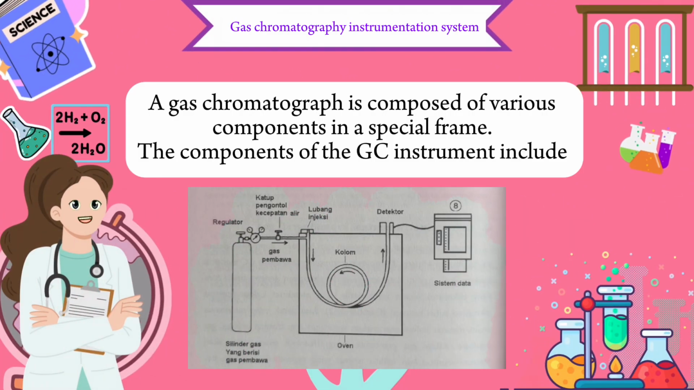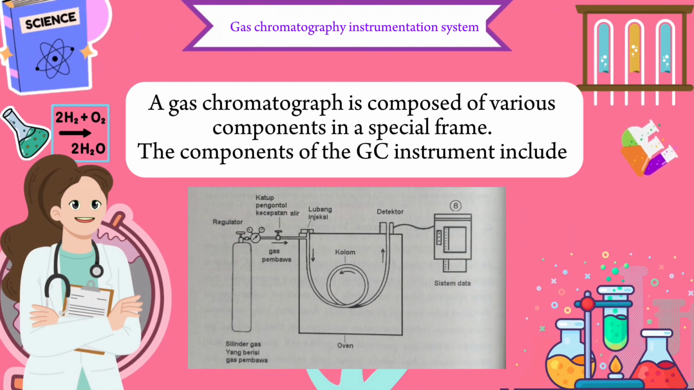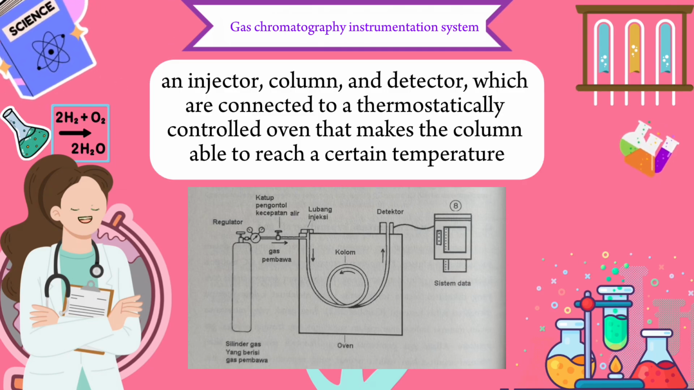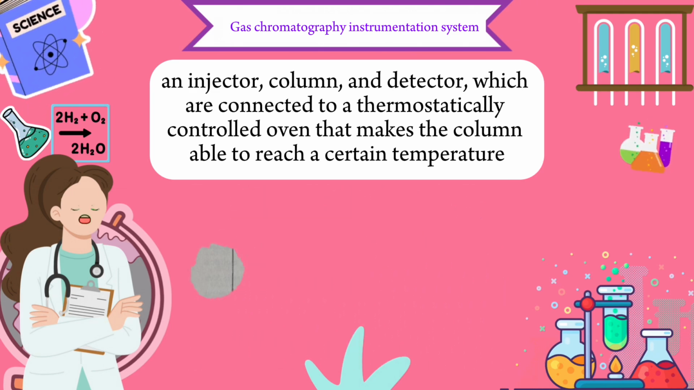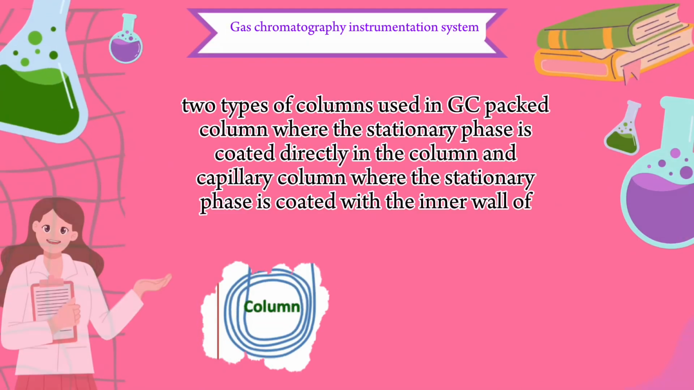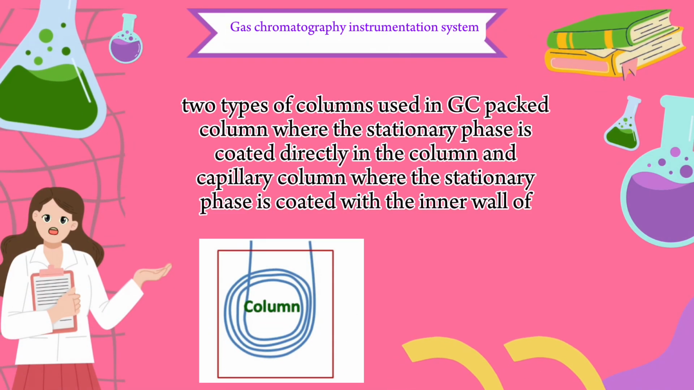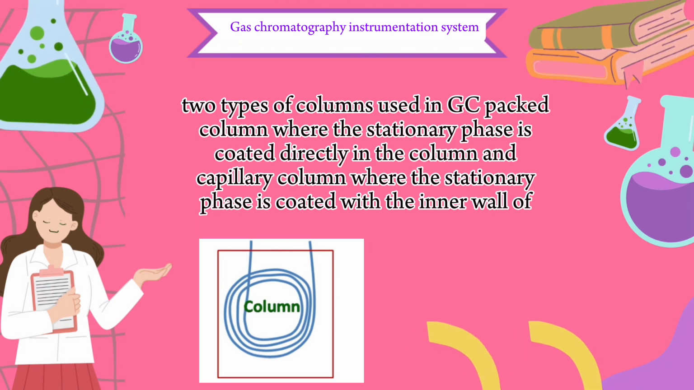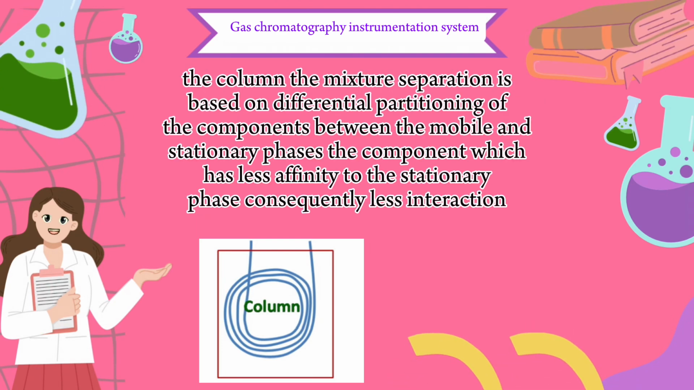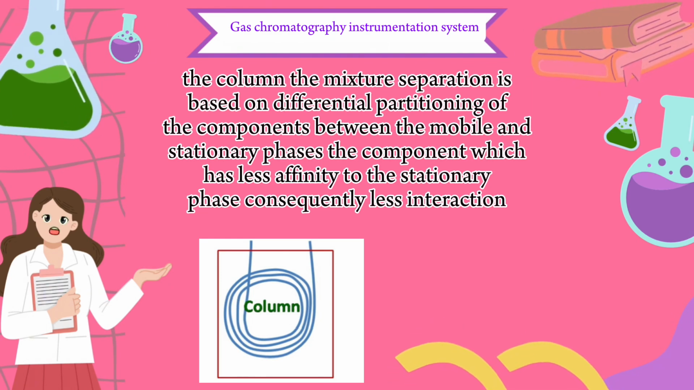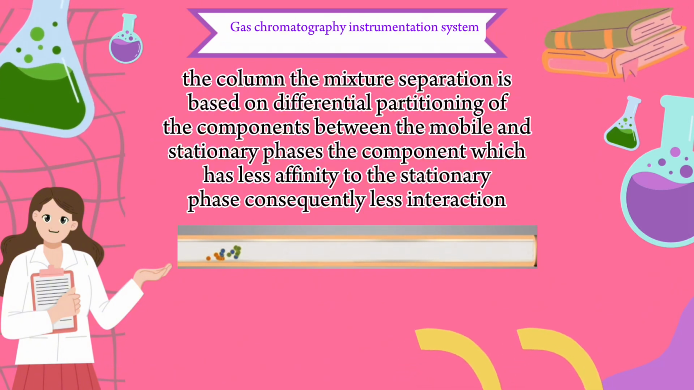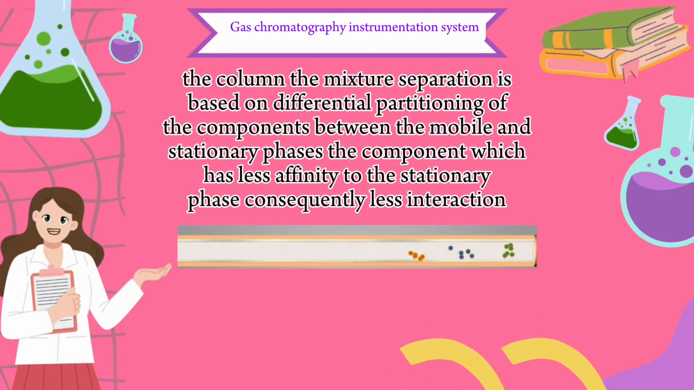A gas chromatograph is composed of various components in a special frame. The components of the GC instrument include an injector, column, and detector, which are connected to a thermostatically controlled oven that makes the column able to reach a certain temperature. Two types of columns are used in GC: packed column, where the stationary phase is coated directly in the column, and capillary column, where the stationary phase is coated on the inner wall. In the column, the mixture separation is based on differential partitioning of the components between the mobile and stationary phases. The component which has less affinity to the stationary phase has, consequently, less interaction.